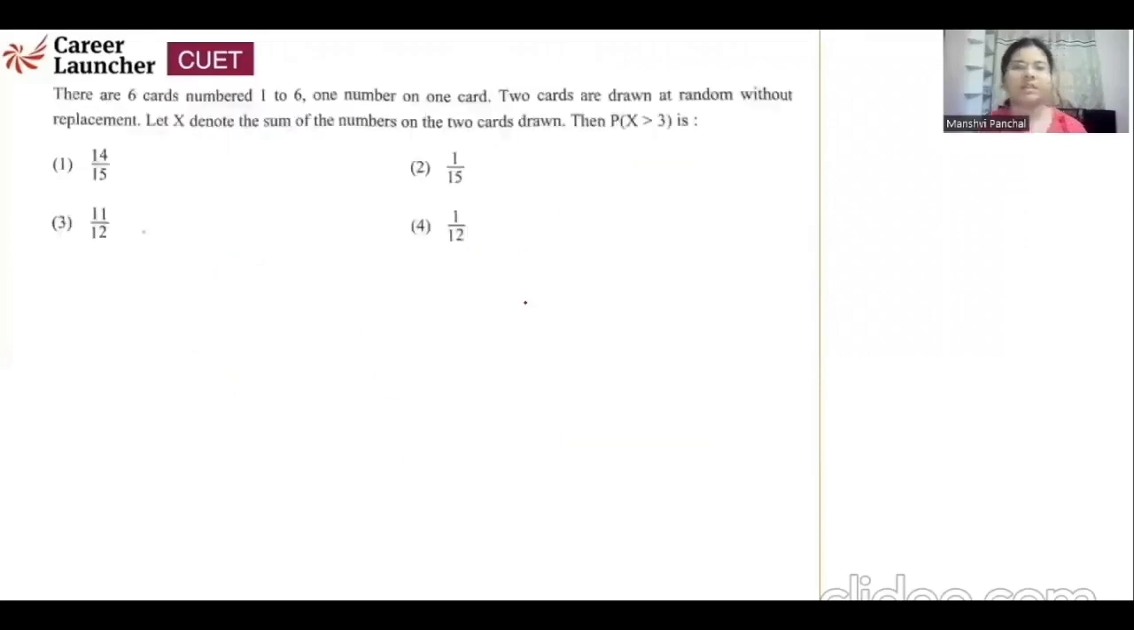Question number 76. There are 6 cards numbered from 1 to 6. 2 cards are drawn at random without replacement. Let X denote the sum of numbers on the 2 cards. Then P(X greater than or equal to 3) is.